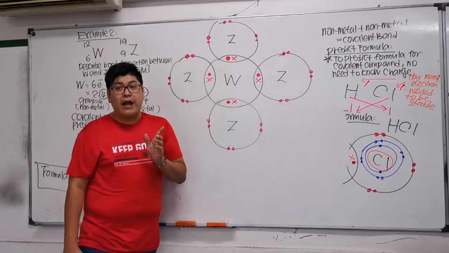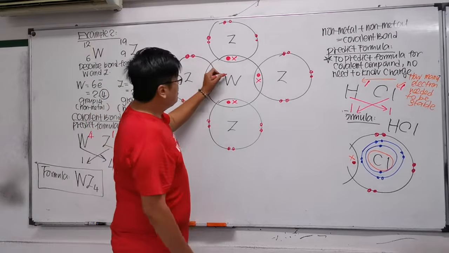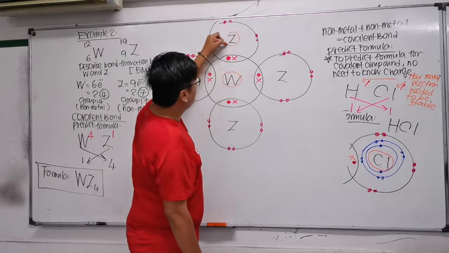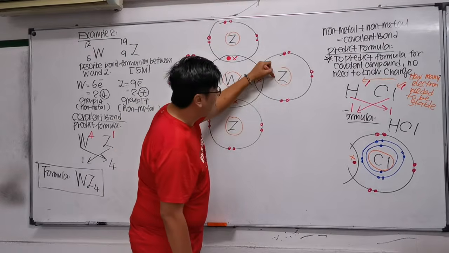Clear? And don't forget, you have to draw the nucleus. Come on. Draw the nucleus first. A small circle for the nucleus in each atom.